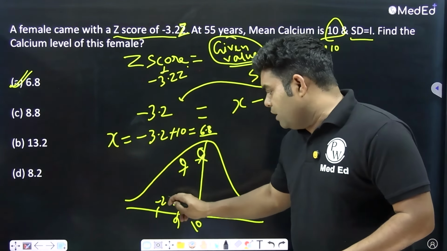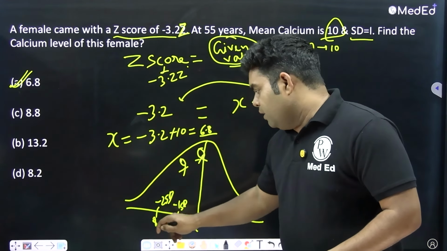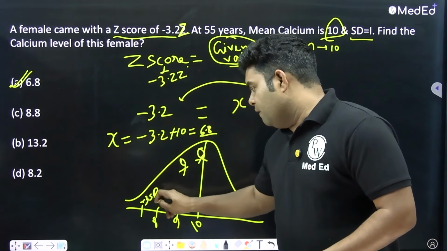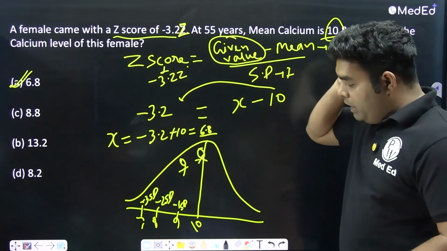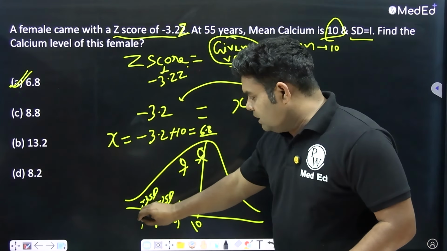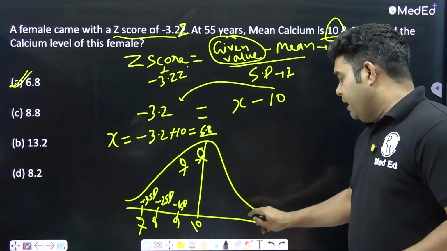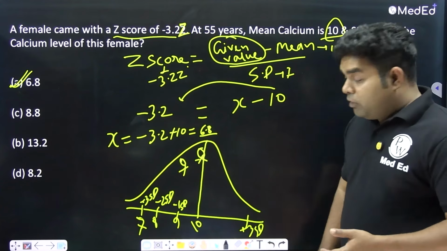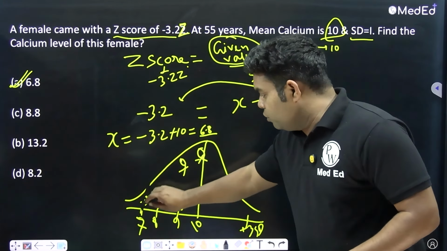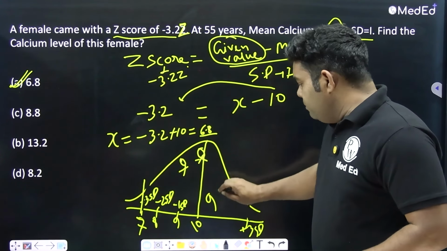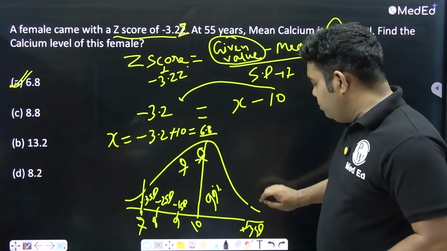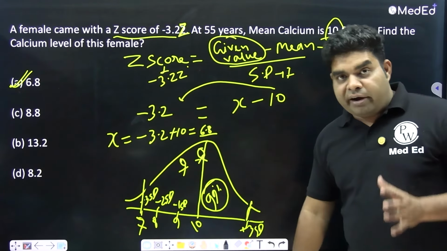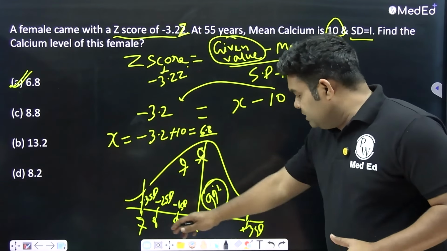If you look at minus 2 standard deviation, it is 8. If you look at minus 3 standard deviation, that is 7. And how many values lie between minus 3 and plus 3 standard deviation? I hope you all know from the standard normal curve that between minus 3 and plus 3 standard deviation, 99% of values are within this range. So that means 99% of females out of 100 will have calcium level between 7 and 13.